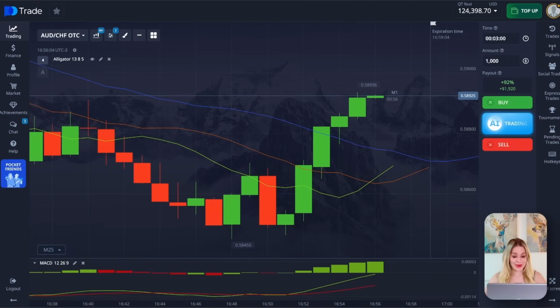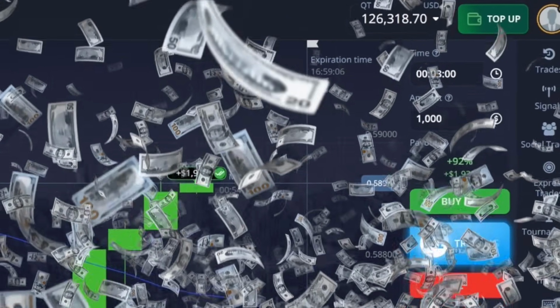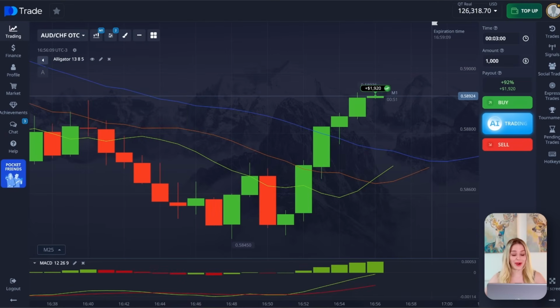The trade is closed, and we have plus $920 to our balance. The price has gone very far from the entry point. I will also say that, according to the MACD indicator, the moving averages showed a good and confident upward movement. Throughout the trade, no reversals were observed, and the candles were green.